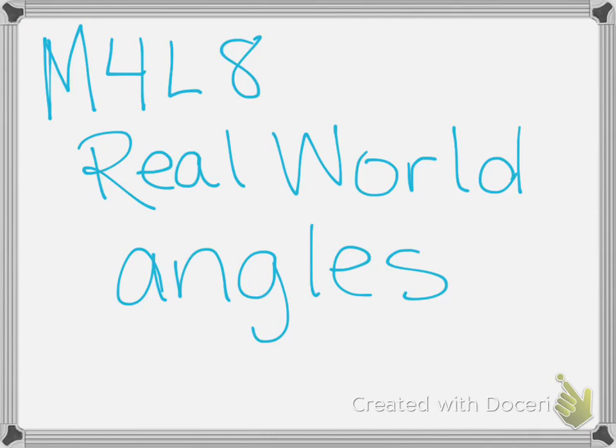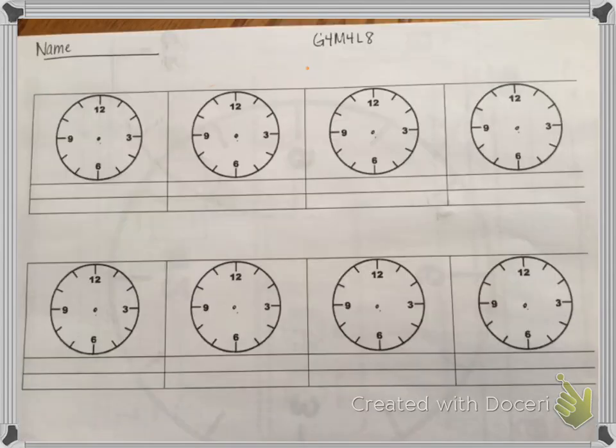We're working on Module 4, Lesson 8, Real World Angles. Things like looking at a clock, looking at what a skater does when they do turns, looking at what you do when you turn a car around, and the compass rose. You will need this packet. Please make sure you put your name on the name line up here.